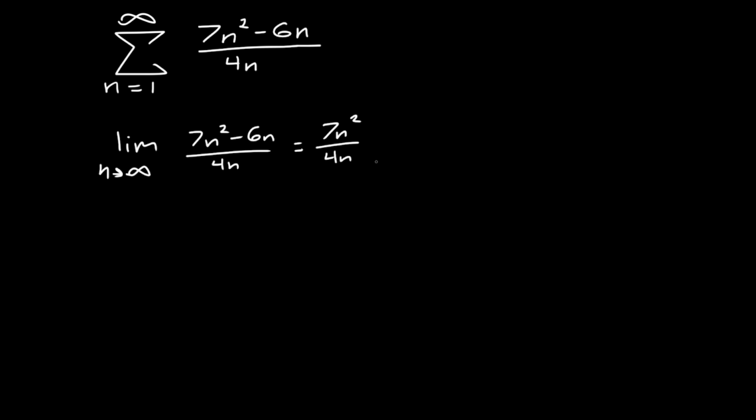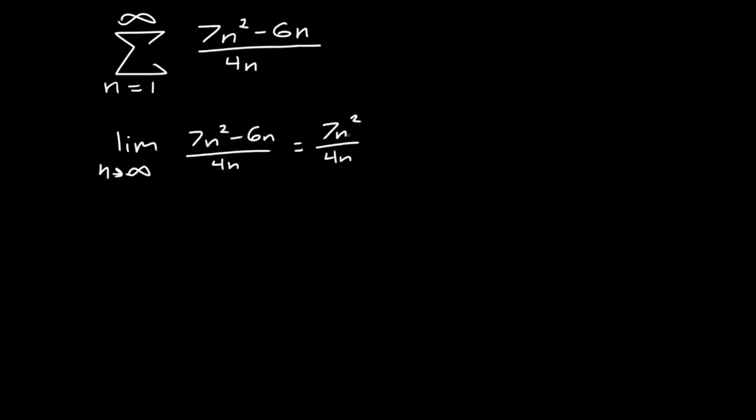The reason why they're dominant is because the dominant terms grow much faster than the lower degree terms. For example, if n equaled 1,000 and we were to plug that into our equation for 7n squared, we would have 7 times 1,000 squared, and that's much bigger than 6 times 1,000. So now that we've isolated our dominant terms, we can start canceling things out.